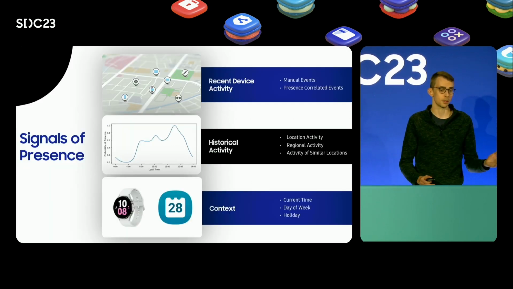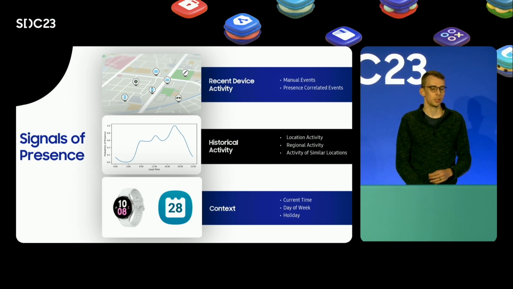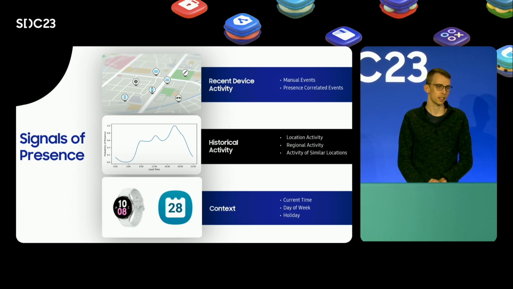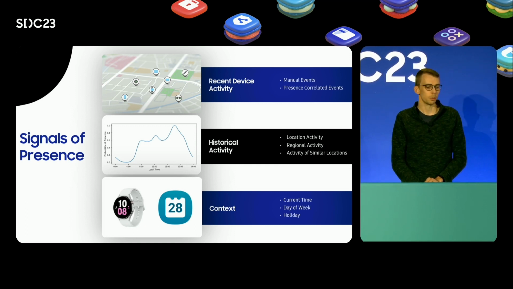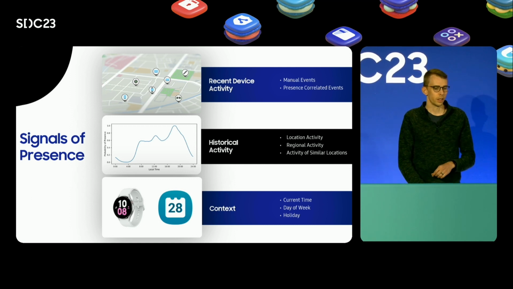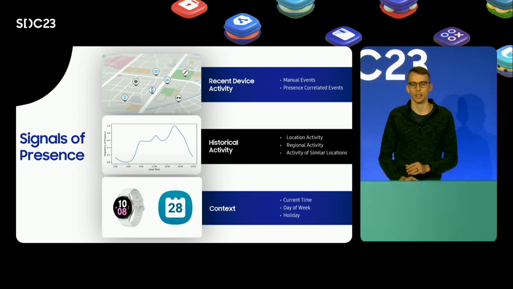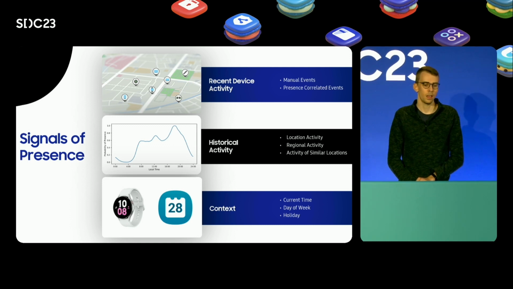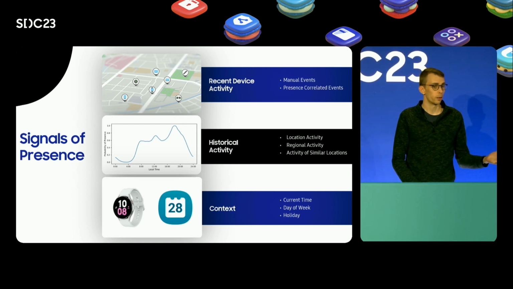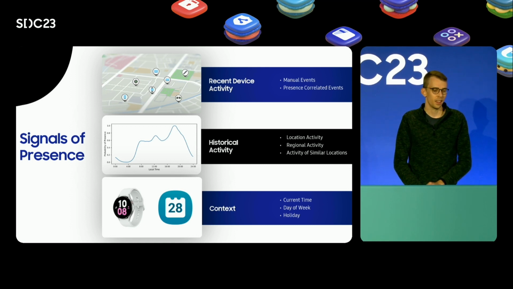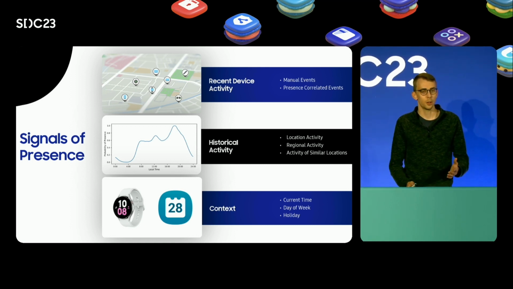Now, in the absence of those ground truth presence signals, we design a machine learning model to take other signals to determine whether a user is present. We use a combination of recent device activity, historical activity, and current context as inputs to our machine learning model. Recent device activity measures how many manual and presence-correlated events are occurring now and in the recent past, say the last 90 minutes or so. If the user's devices are firing off more events, they're probably home. If there's no activity at all, there's probably no one home or just everyone's asleep.